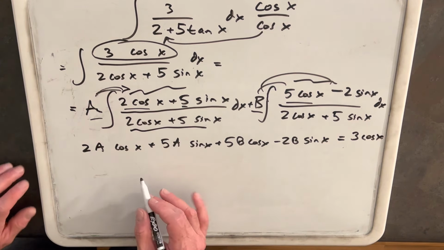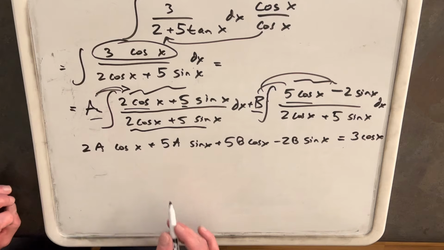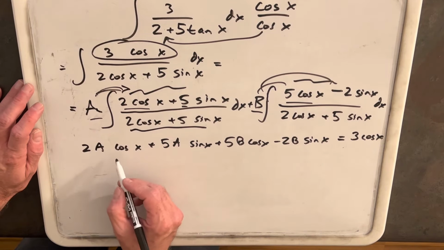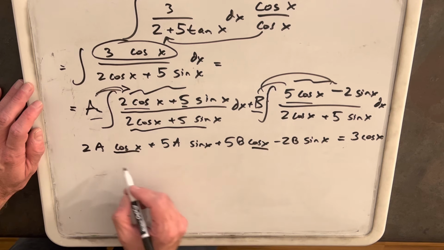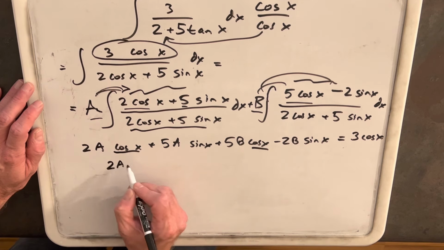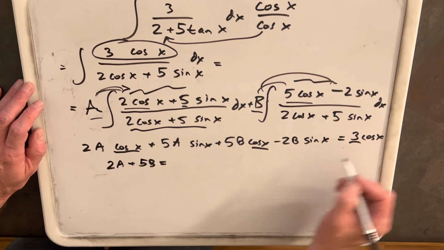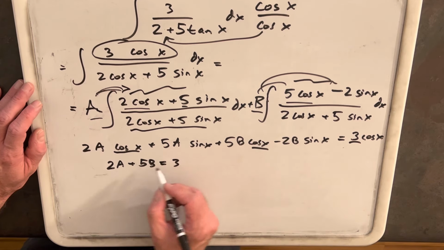And then we can just create a system of equations. We can create 2 equations. We can separate our sines from cosines. We know we have these 2 cosine terms, so we know that 2a plus 5b is going to have to equal 3 cosines.